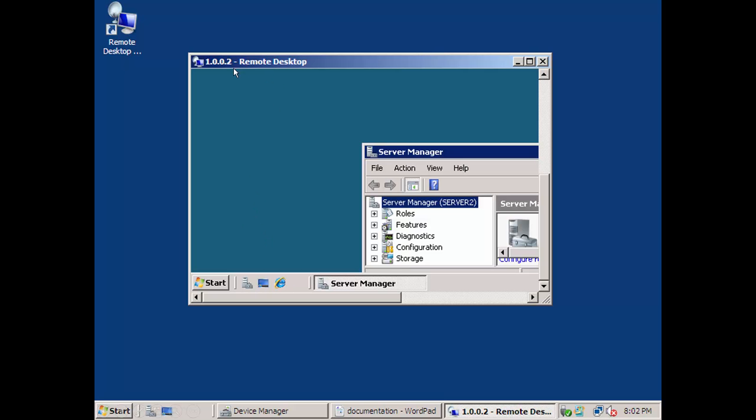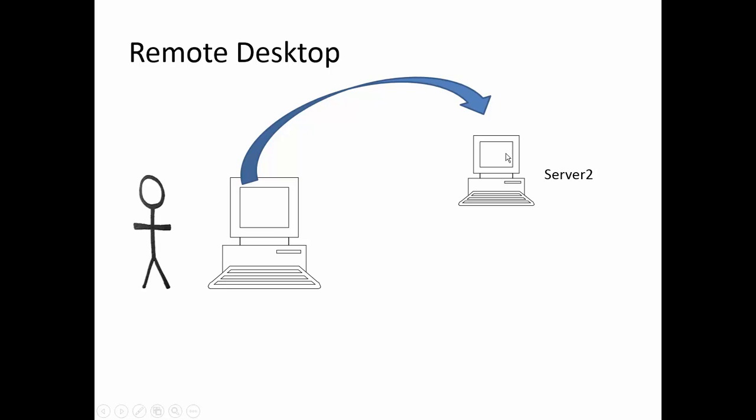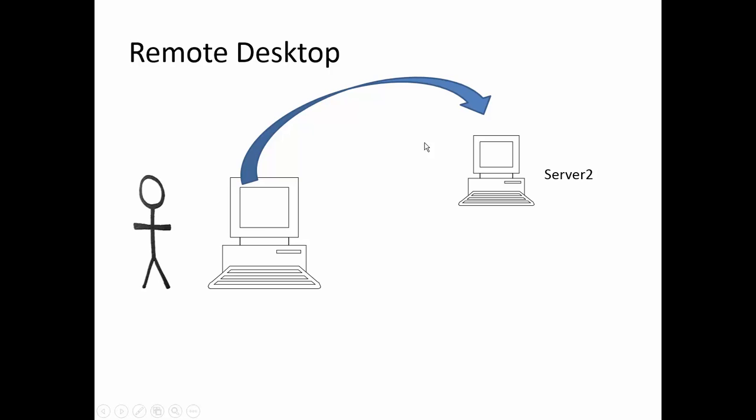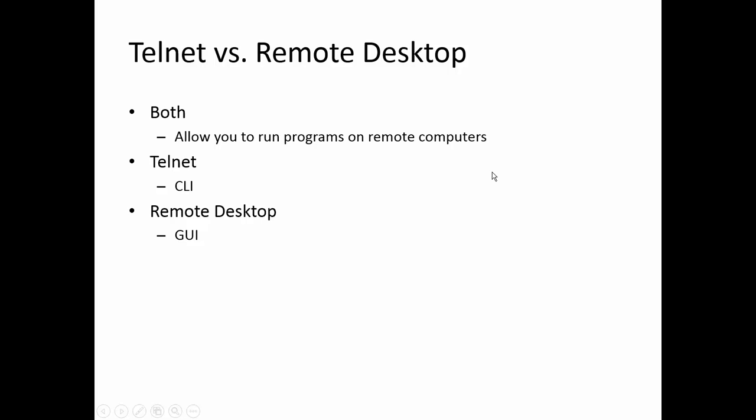However, in this window that says remote desktop, if I click on this start button, then I would be starting programs on the remote computer, on the server. So you can see that in the remote desktop Windows screen, I have access to Server Manager, and that allows me to create and delete users on the remote server. Remote desktop allows us to remotely connect to servers to configure and manage them.